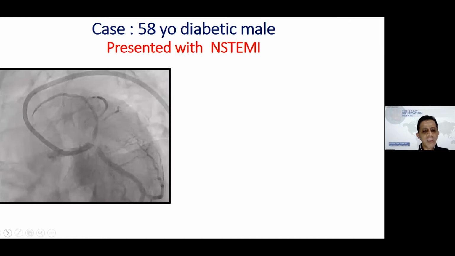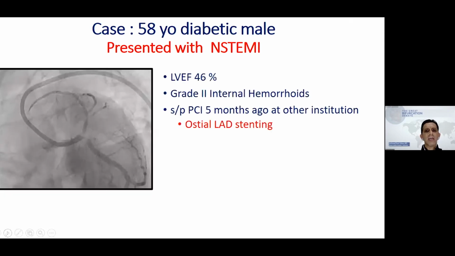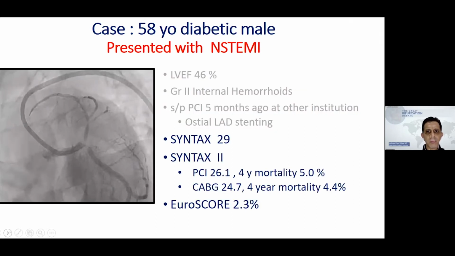This is a 58-year-old diabetic male presenting with non-ST elevation. LVEF was 46%. He has grade 2 internal hemorrhoids and had a previous PCI 1 month before the index procedure at another institution, with an ostial LAD stenting. Syntax score was 29, Syntax 2 as you can read here, and EuroSCORE 2.3. This is a moderate Syntax score.